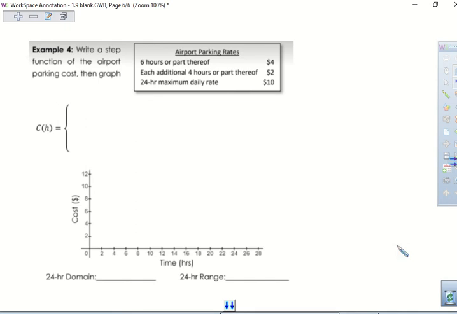So basically 6 hours or part thereof, that just means 6 hours or less really, you're going to pay $4. Each additional 4 hours or part of those 4 hours is going to be $2. And then if you reach the maximum rate of $10, you get 24 hours of parking, okay? So I want you to think of these portions as your domain, and think of the money portion as your range.